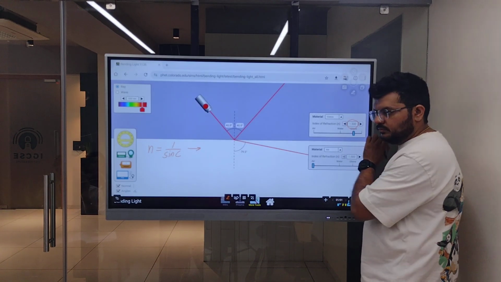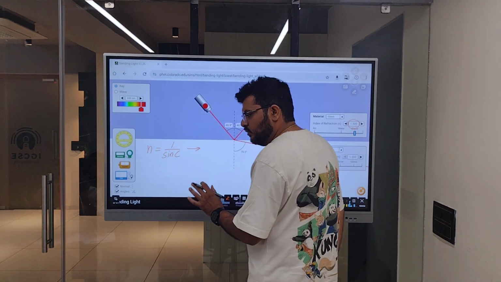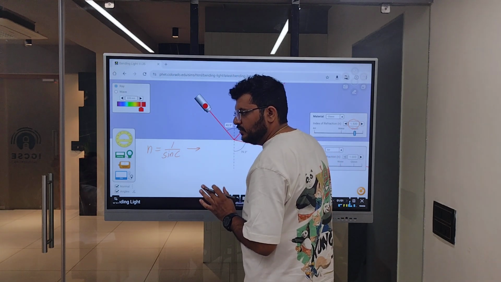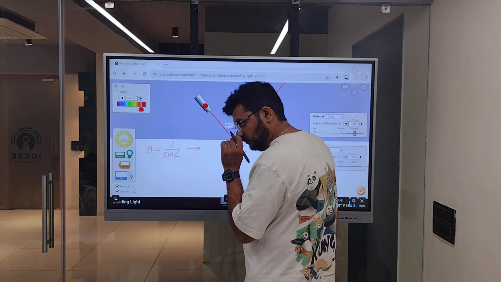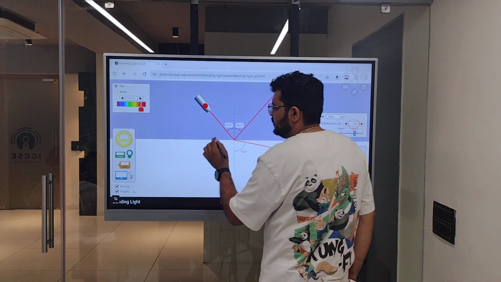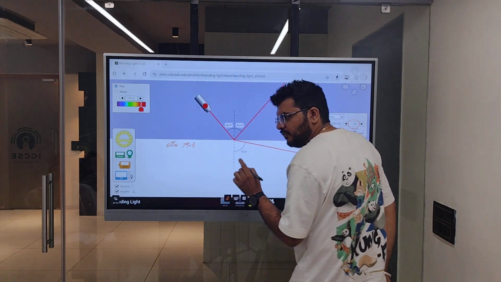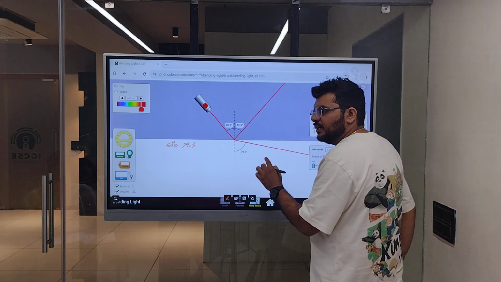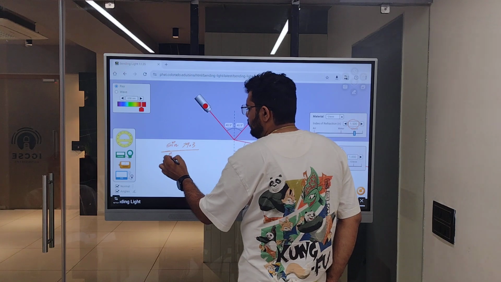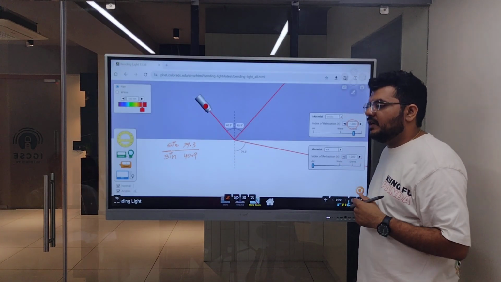It is a standard value, it remains constant. Whenever light goes from air to glass, the refractive index is always 1.5. But sir, I calculated and got some other value. When did you calculate? Let's calculate this. You will write sine 79.3, because we are finding the refractive index for air to glass. So sine 79.3 upon sine 40.9. Tell me, what is the refractive index over here?